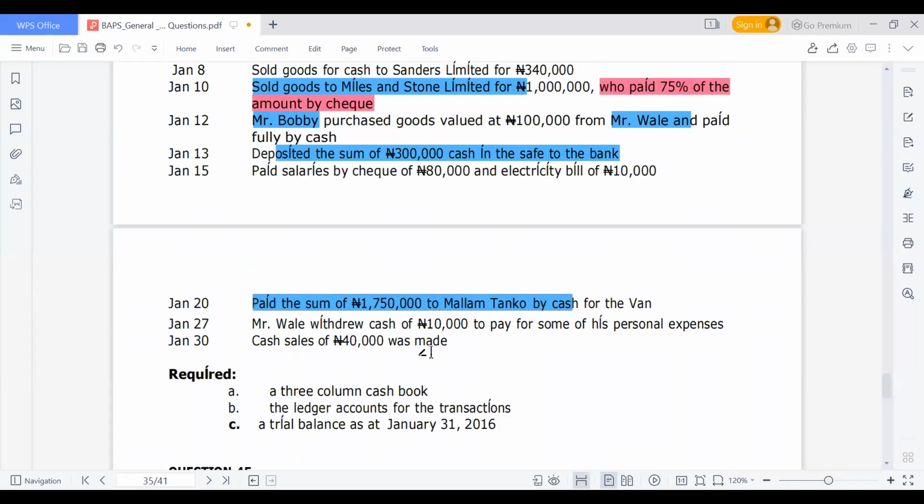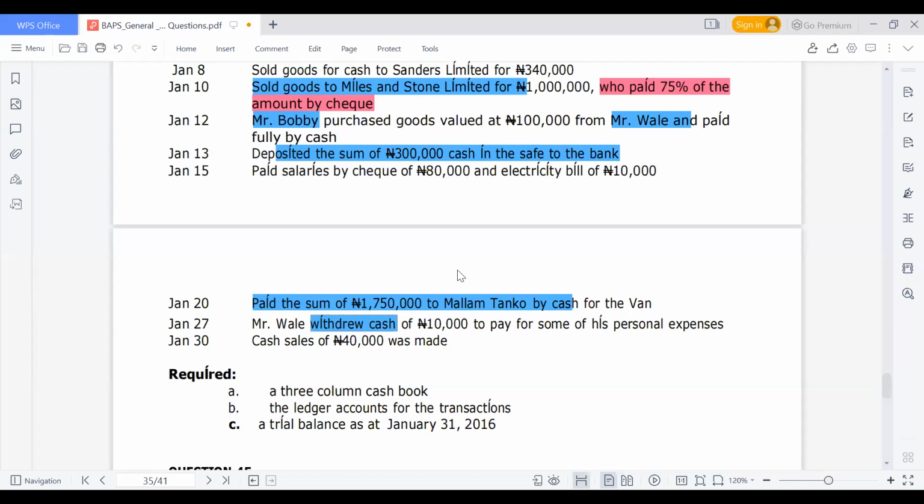Mr. Wiley withdrew cash of 10,000 naira to pay for some of his personal expenses. This is what we call drawing, right? This is the owner's drawing. How did he do it? It is through cash, right? So no money is going out, but we are withdrawing, and the withdrawing is in what form? Is it through the bank or through the cash? Now it is through the cash.